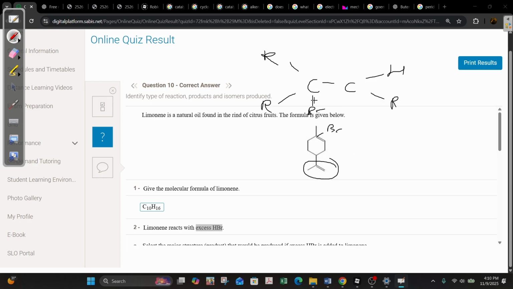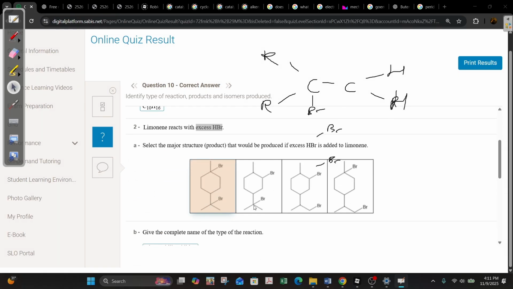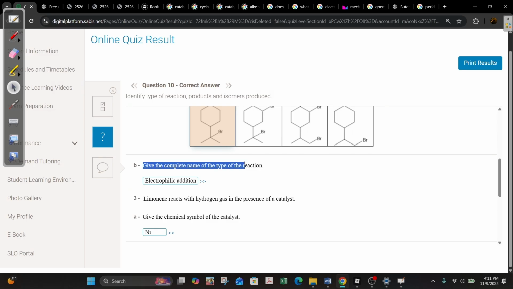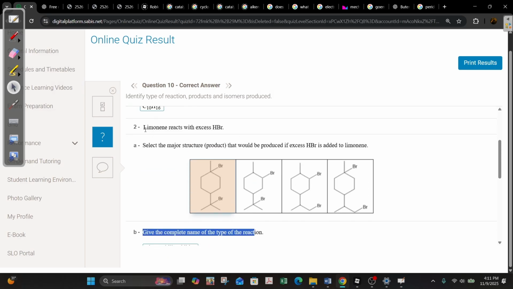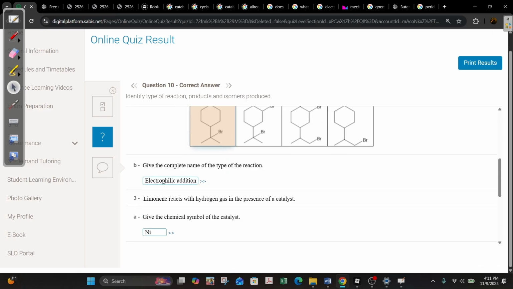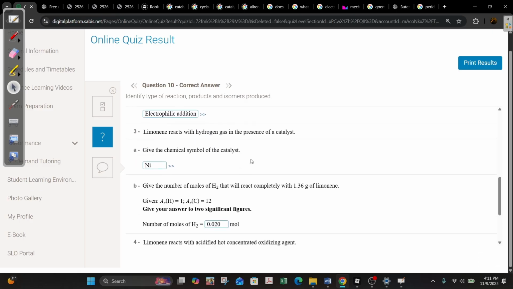For the other double bond group, same concept. It's almost similar, but this is just hydrogen. So the bromine will attach to the one with the least amount of hydrogen, which is going to be this one. And then you'll get that as that. See, similar. Okay. Next one. The complete name of this type of reaction when limonene reacts with HBr is an electrophilic addition. Okay.